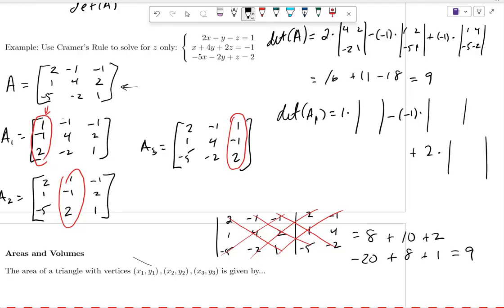And then again, since I'm going down the first column, your signs will be plus, minus, plus, right? The minor associated with the 1 is what? 4, 2, negative 2, 1. Good. The negative 1, going down the first column, the ones I have circled in red there. Good. And then what's the 2?